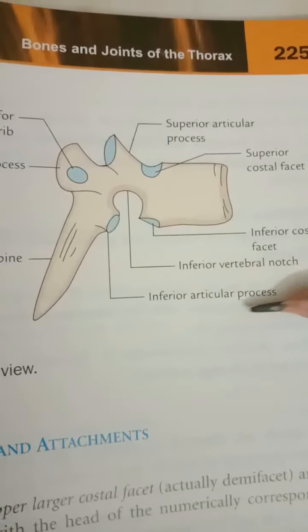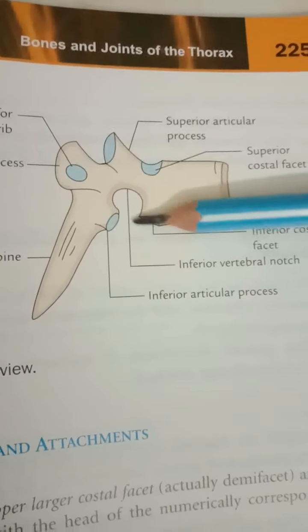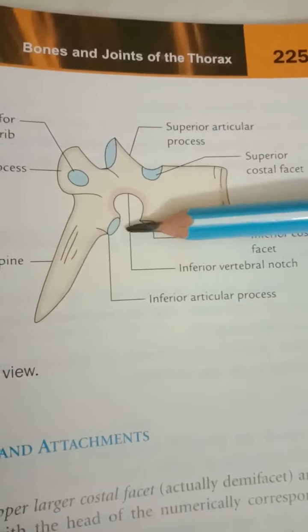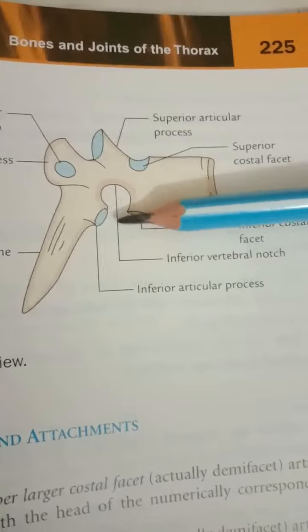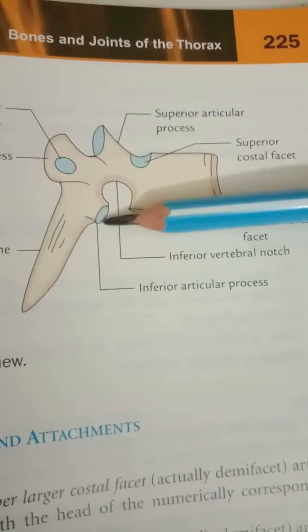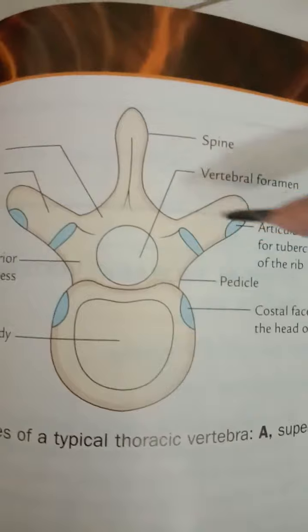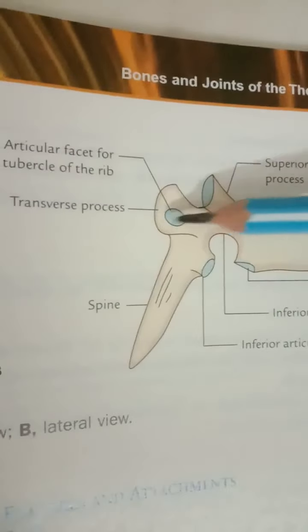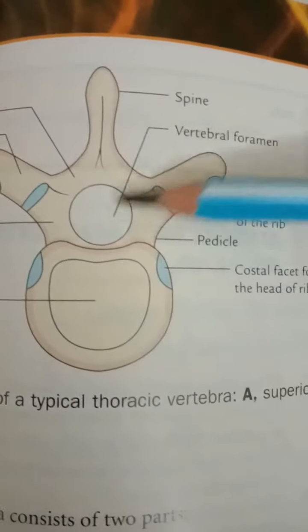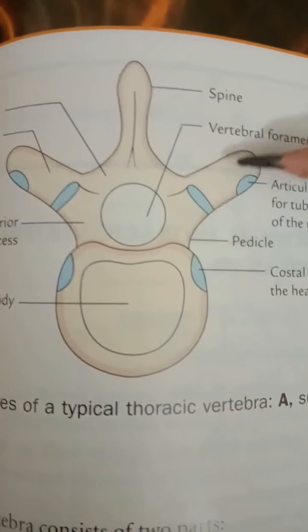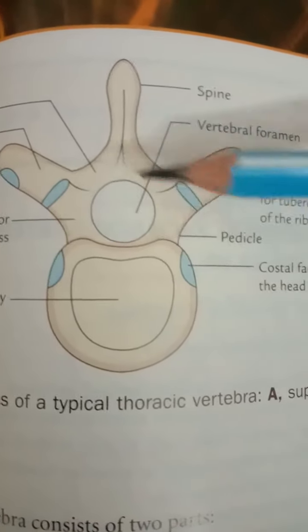Then the inferior articular process, this one. The inferior articular processes are fused to the lamina, and their articular facets are directed forwards, slightly downwards and medially. Then the transverse process. In this diagram you can see the two transverse processes, and this is the lateral view. The transverse processes are large and directed laterally and backwards from the junction of the pedicle and the lamina.